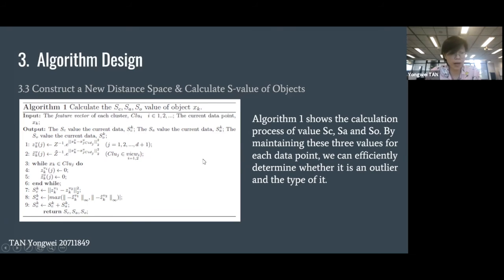And an attribute outlier is an object that is far away from every cluster in each view. We set a value called SA to denote the possibility of a data point being an attribute outlier. The process is shown on the left-hand side of this page. So the one with bigger SA value is less likely to belong to any cluster in every view. Finally, we add SC and SA values to get a value called SO. And SO can help us detect the outliers in multi-views, no matter whether they are class outliers or attribute outliers.